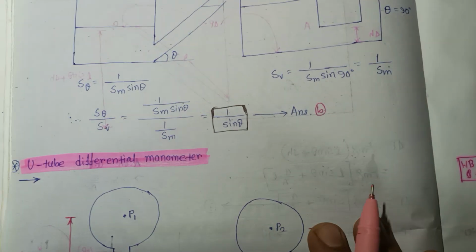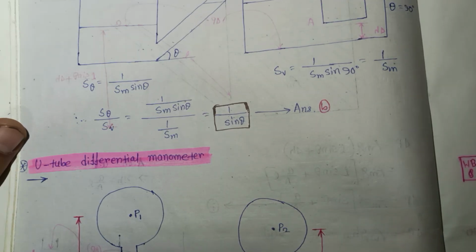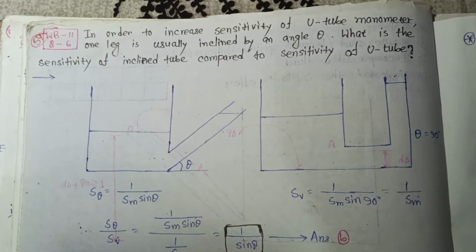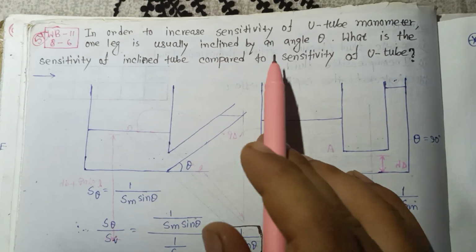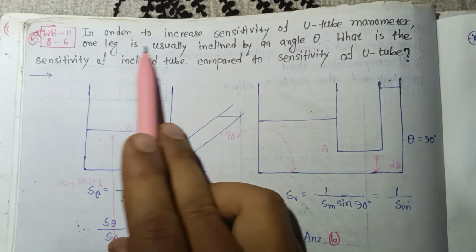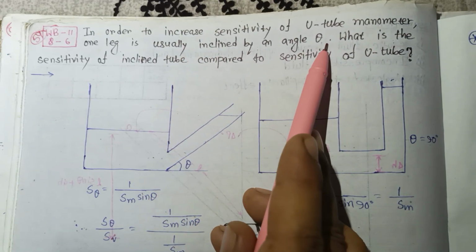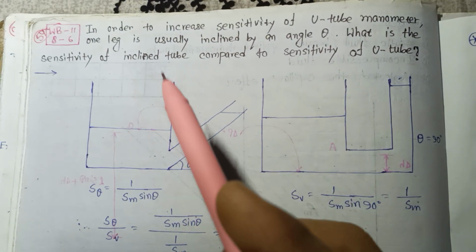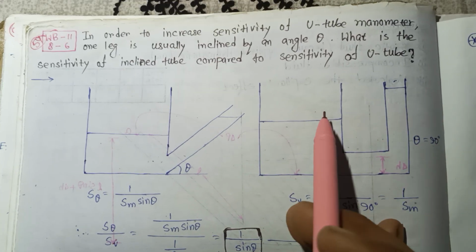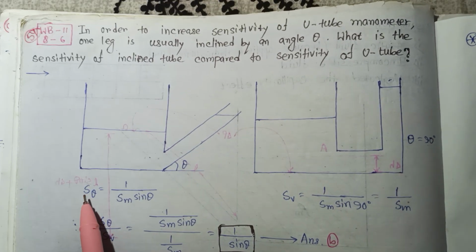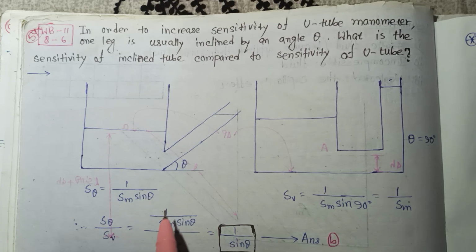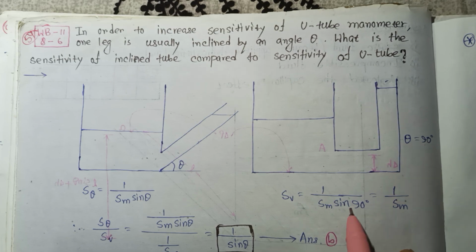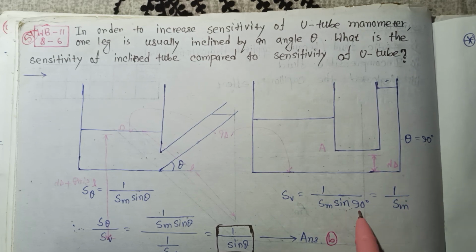Now let's try to solve one question from this sensitivity. In order to increase the sensitivity of a U-tube manometer, one leg is usually inclined by an angle theta. What is the sensitivity of the inclined tube compared to the sensitivity of the U-tube? So there is an inclination angle theta, and there is the vertical case, that is theta equal to 90 degrees. For that case, S theta is equal to 1 by Sm sin theta, as we calculated, and SV is 1 by Sm sin theta, where theta is 90 degrees.